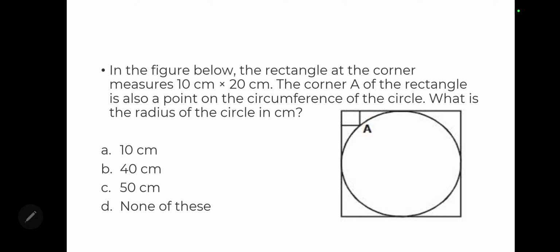Okay, so what's the question saying? In the given figure below, the rectangle at the corner measures 10 centimeter by 20 centimeter. The corner A of the rectangle is also a point on the circumference of a circle. What is the radius of the circle in centimeters? Some options have been given.